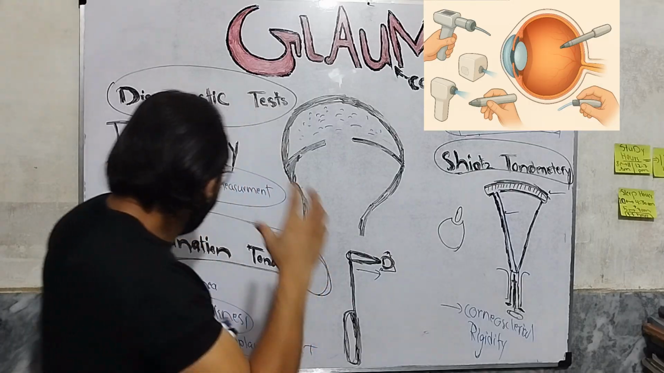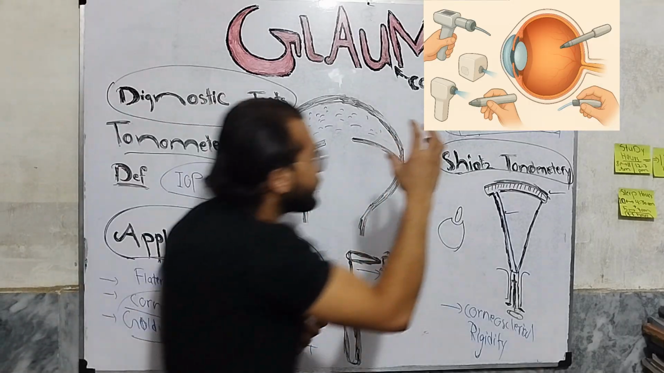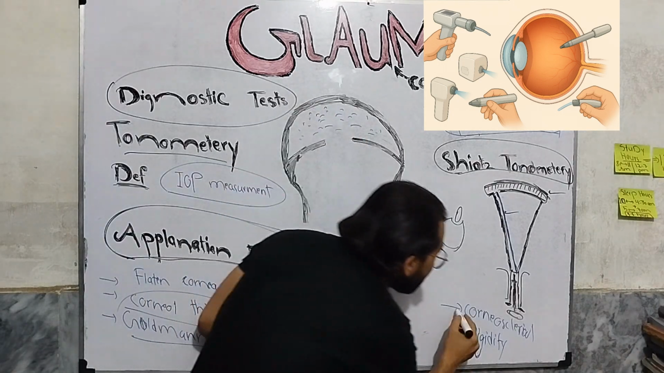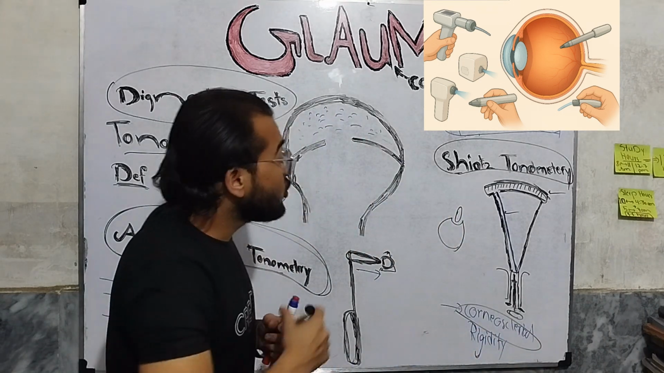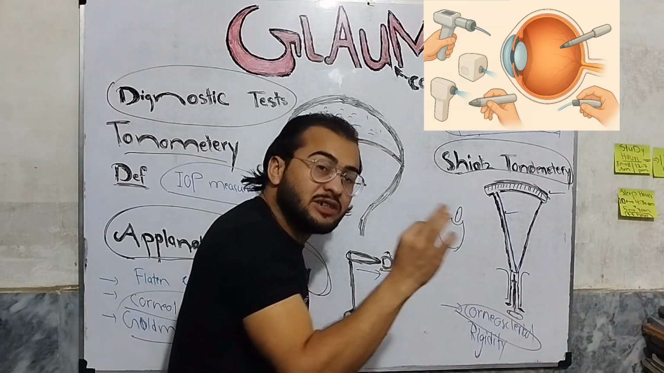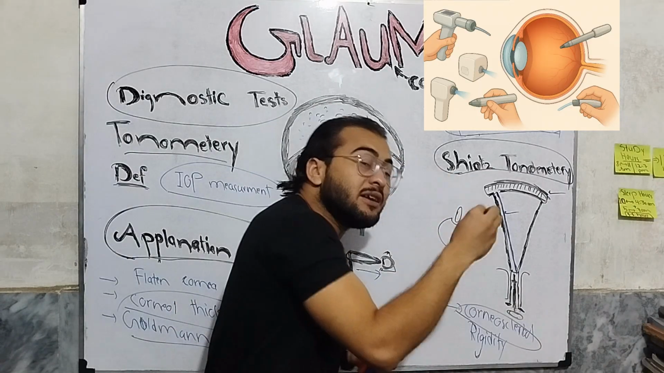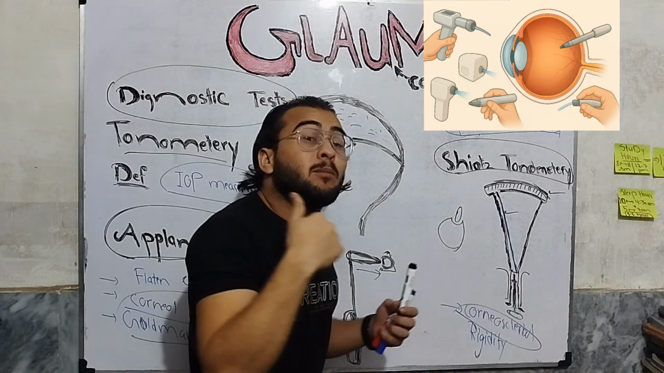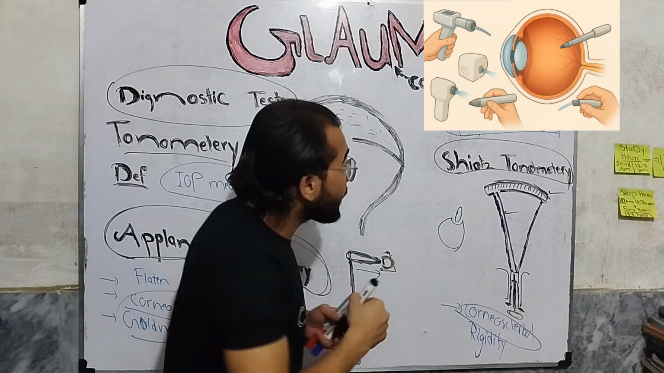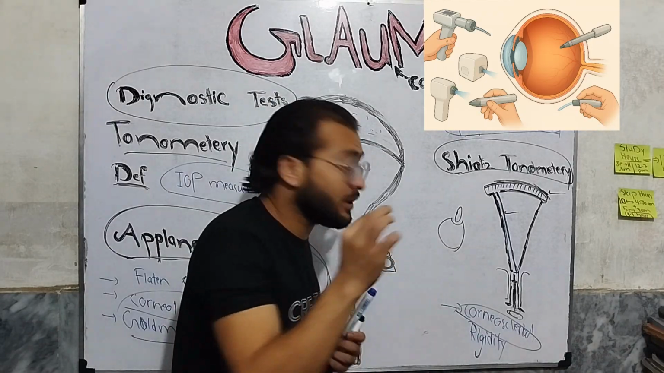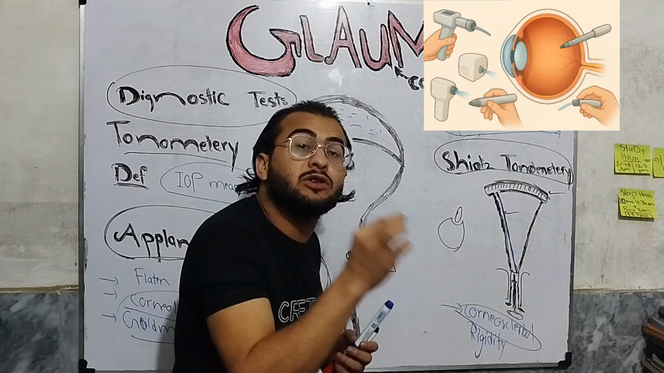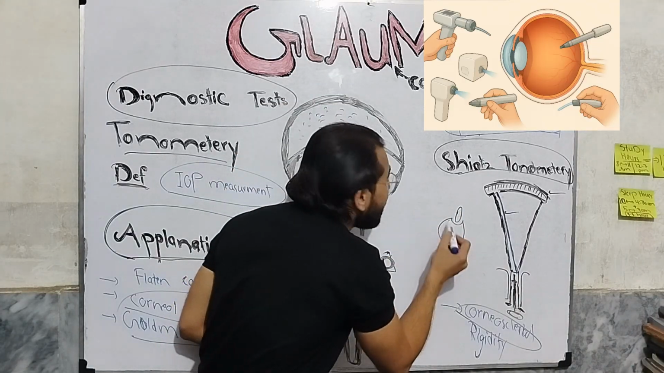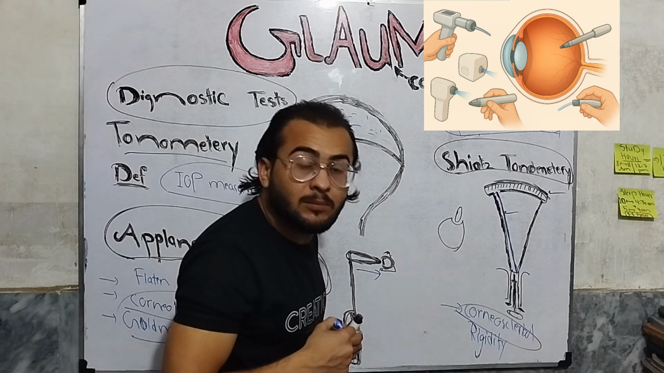Like applanation tonometry, Schiotz tonometry readings can also be affected by corneoscleral rigidity. When there is more corneoscleral rigidity, we have to indent the cornea more, so it will give us more pressure than is present. It can mistakenly give us more pressure when there is more corneoscleral rigidity, and when there is less corneoscleral rigidity, we have to apply less pressure, and it can give us less pressure.